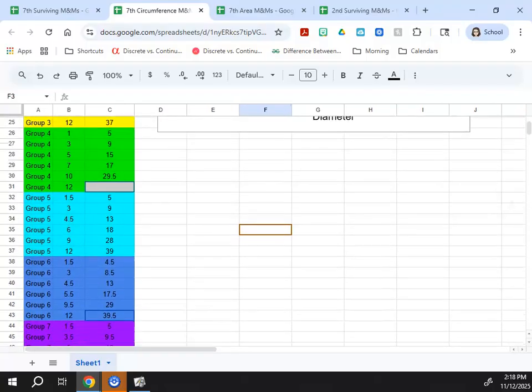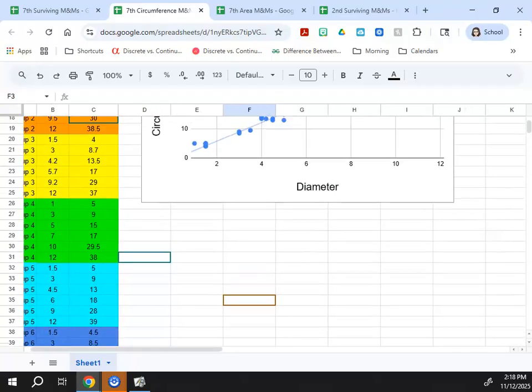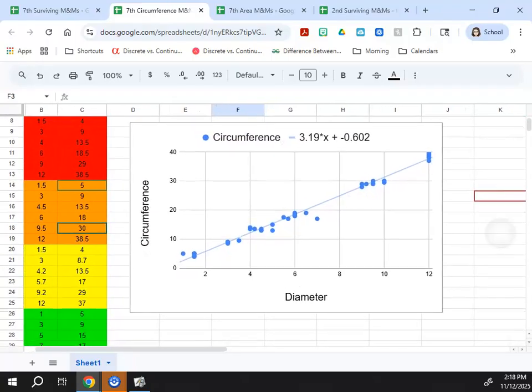All right, group 4, make sure you click out of that last cell. Because if you have it typed, you can see it, but nobody else can see it. There we go. All right, so here's what we got now. We're at 3.19, which is semi-close to pi, right? Do you think that there's maybe a couple outliers here?